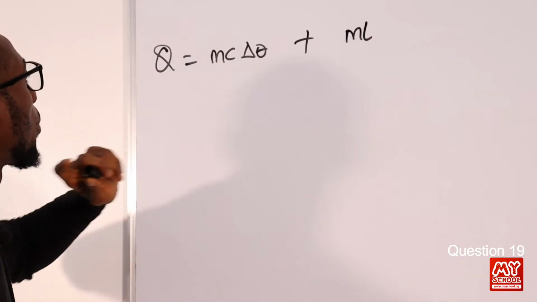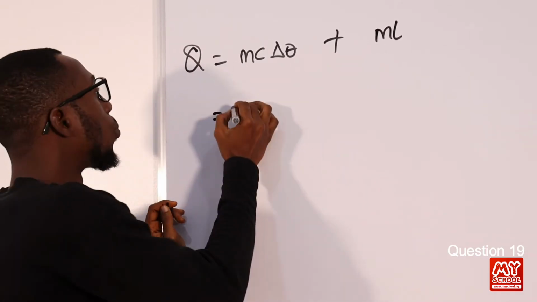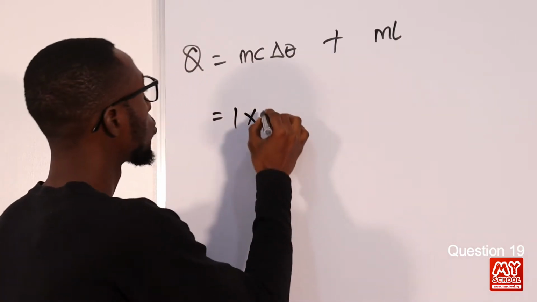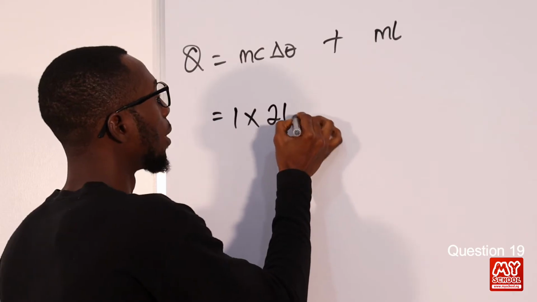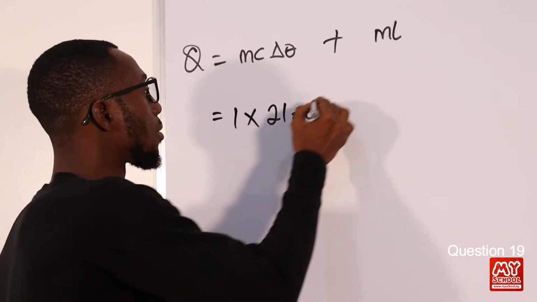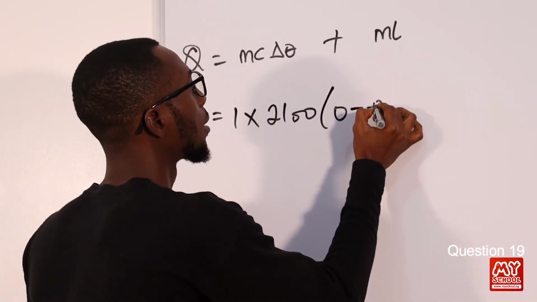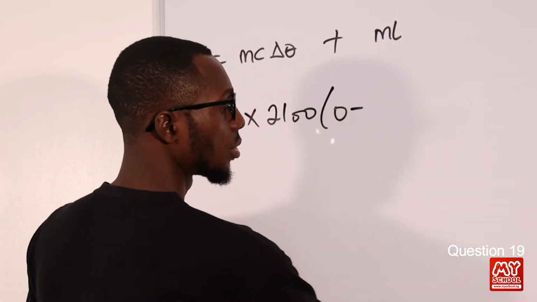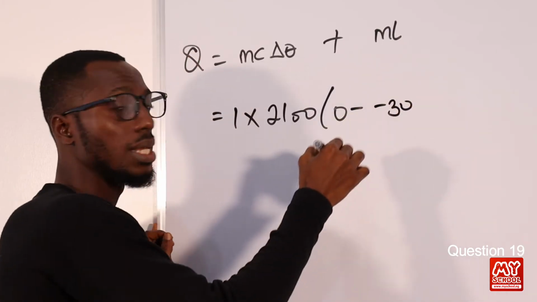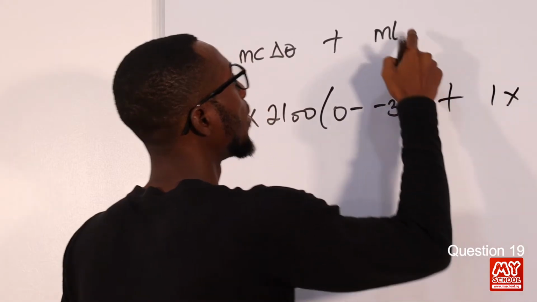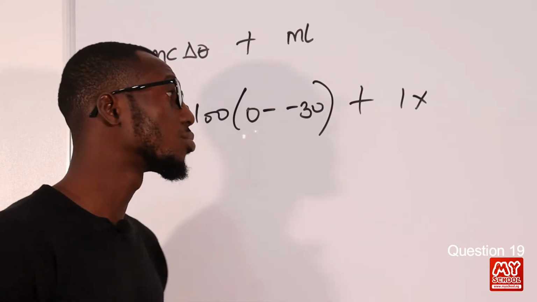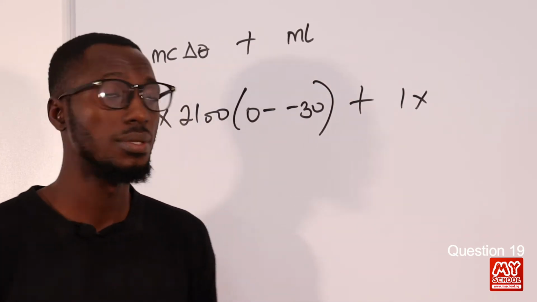So from here we can see that m, the mass, is 1, times c that we are given as 2.1 times 10 raised to power 3, or that is 2,100. All right, so the change in temperature is 0 minus 30. We have minus 30 from the question. Then we have 1 times L, given as 3.5 times 10 raised to power 5, that is also equivalent to 350,000.